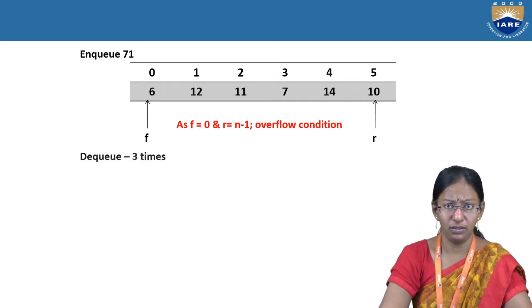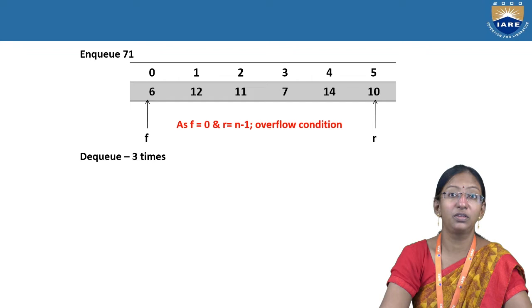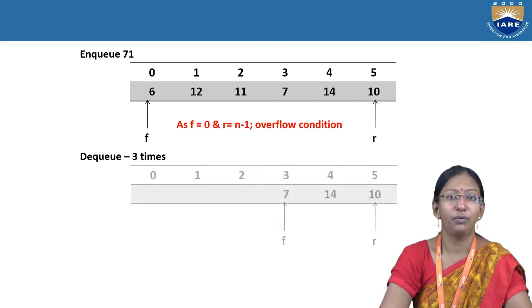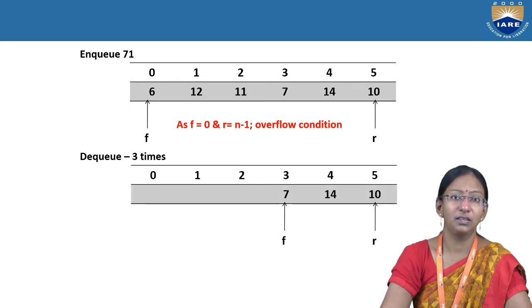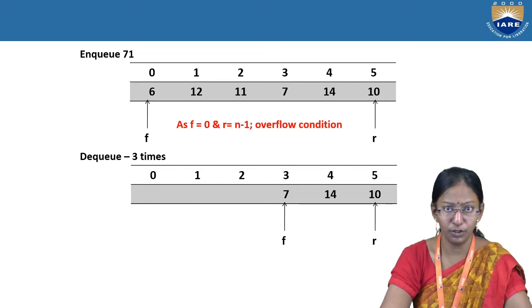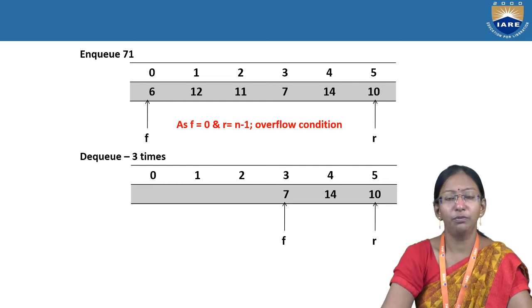So let's see deletions. In which direction are you going to delete? From the front end we are going to delete. So let's do 3 deletions. That means remove 6, 12 and 11. When we remove those from the front end, this is the current status of your circular queue. Your front is pointing to 7 and your rear. At the time of deletion, there will not be any change in the rear, right?